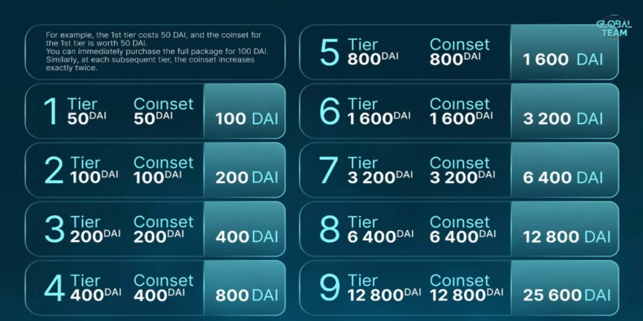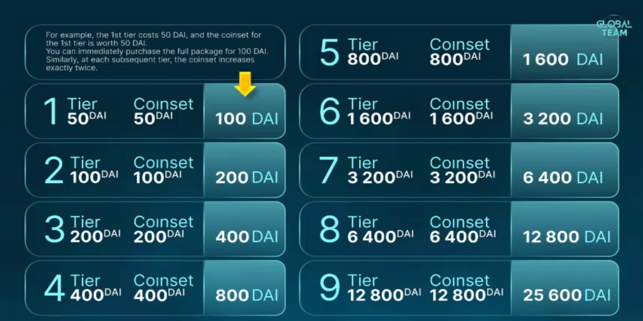Here we see the total number of levels we have. There are 9 levels. The complete package includes level activation, marketing, and a set of coins. The coin set is the number of coins you can purchase according to your level or package. For example, the first marketing level costs 50 DAI and the coin content of the first level is worth 50 DAI. You can immediately purchase the complete package for 100 DAI. Similarly, at each subsequent level, the values double.